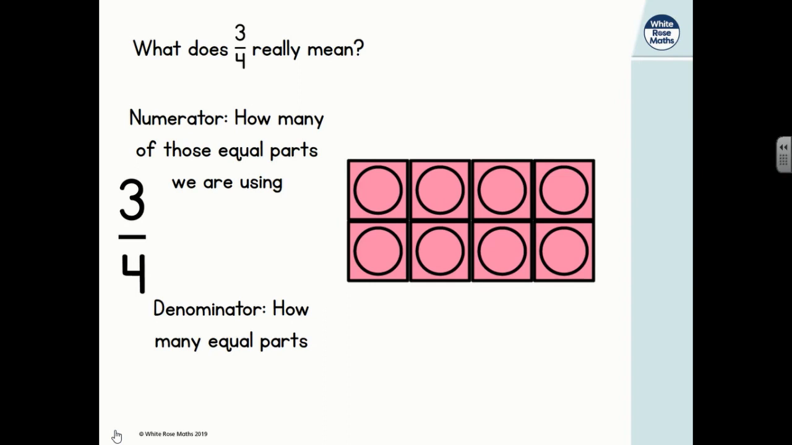So here's my array made out of Lego. You might like to make yourself an array made out of Lego or out of something else, doesn't matter. And what I'm looking for is, can I see 4 equal parts? And in this array, I can. I can see 1, 2, 3, 4 equal parts. And this time, I'm interested in 3 out of those 4 equal parts. 3 quarters. And I'm not interested in 1 quarter.